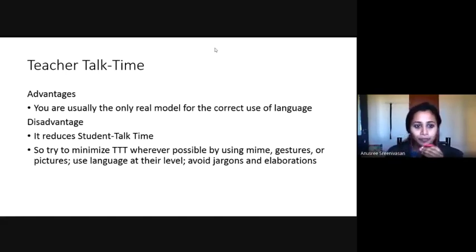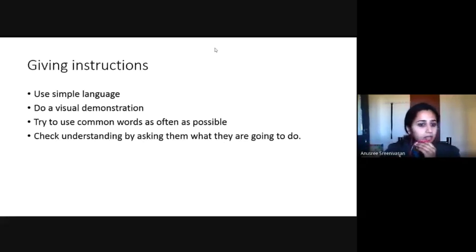Then another consideration is while giving instructions to students, use simple language, do a visual demonstration, and try to use common words as often as possible. Then check understanding by asking them what they are going to do. If you ask, did you understand? Everybody says, yeah, they understood. Then what did you understand? They may not know. So always ask them. If they said they have understood, then ask them what they are going to do. Let them explain back to you what you have explained.